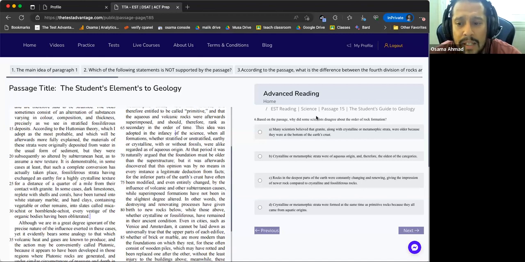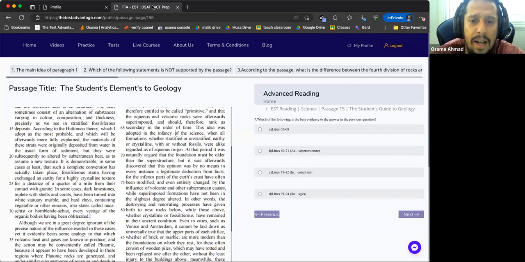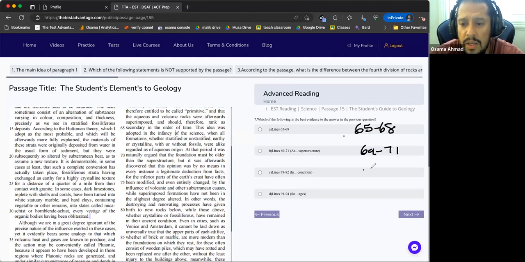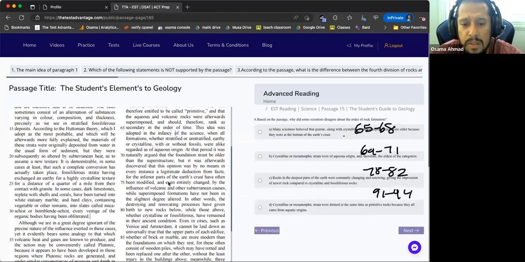Based on the passage, why did some scientists disagree about the order of rock formation? So again, أنا هكتب الإيفيدنس في السريع. 65 until 68, 69 until 71, 78 until 82, 91 until 94. So when we're looking for the evidence, عشان طلبة كتير بدوا بالإيفيدنس الأول، احنا بندور على some sort of disagreement, right? وأعتقد الحاجة الوحيدة that it was 69 until 71, I think, gave it B. It would be any disagreement.